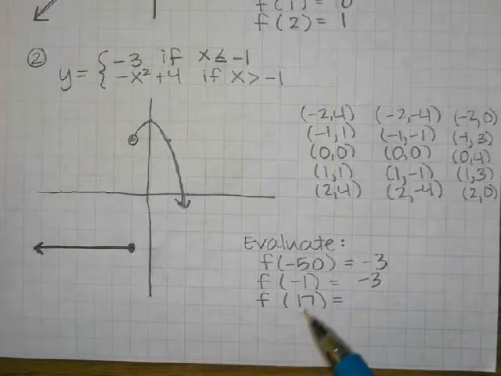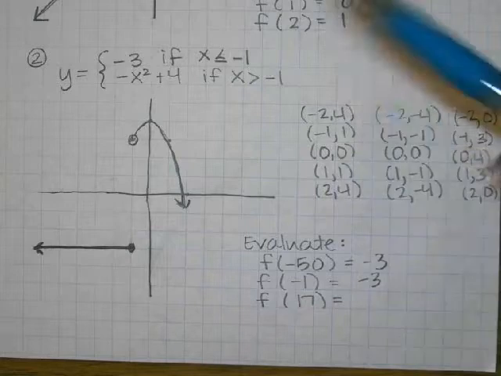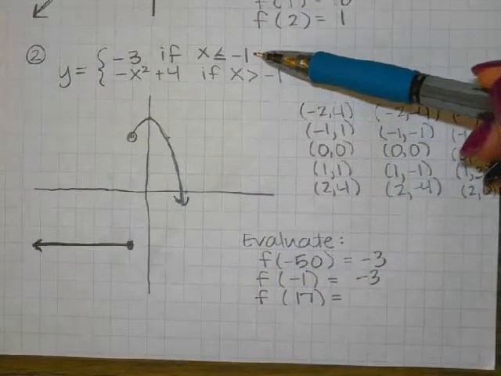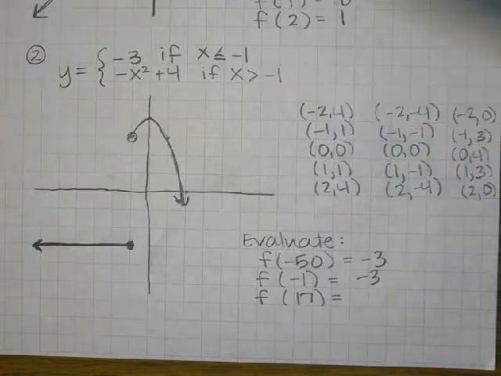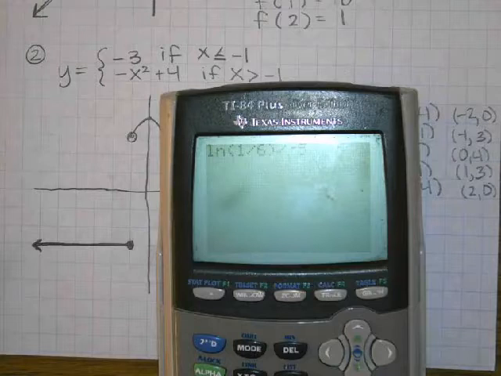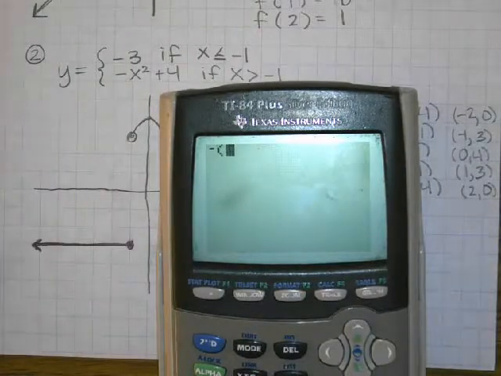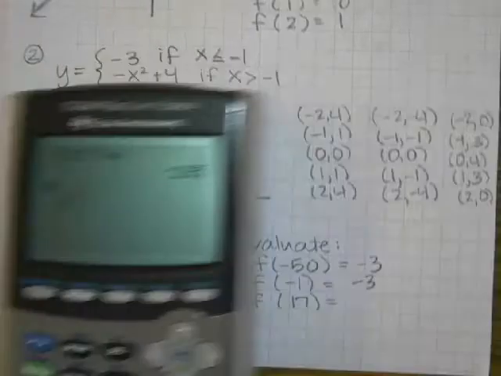So which one are we going to plug that into? Do we plug it in up here, or down here? The second one, because 17 is greater than -1. So we've got negative of 17 squared plus 4, so -285.